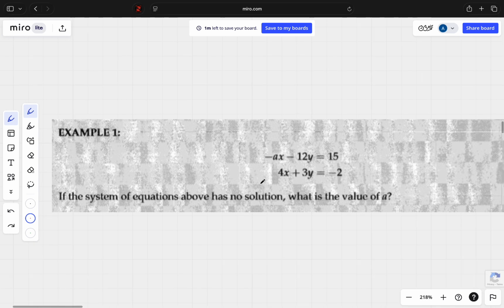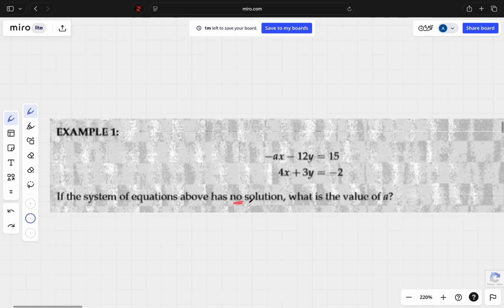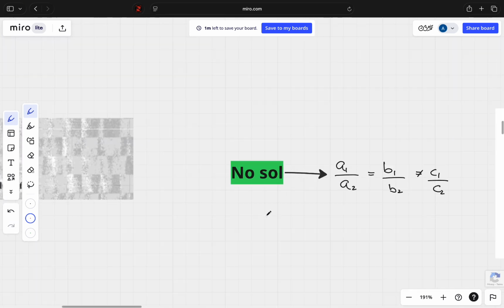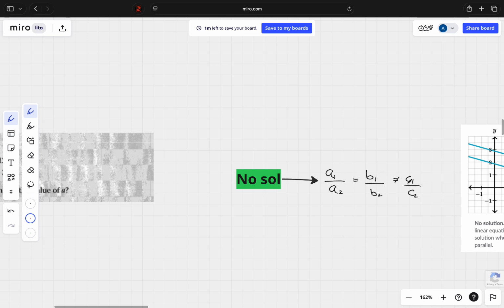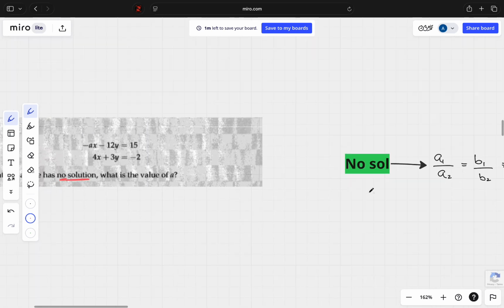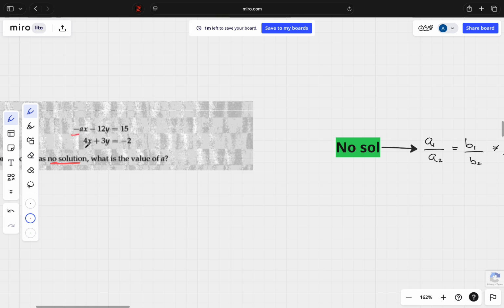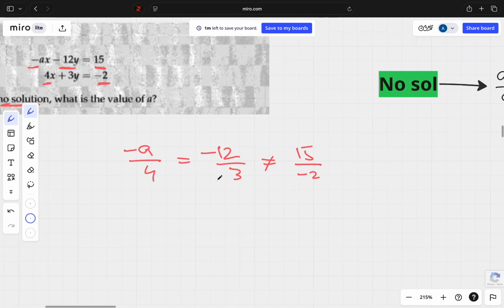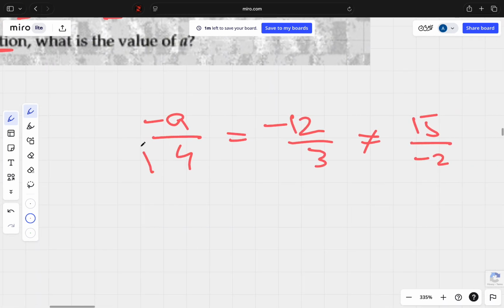So example 1 says we have these two equations. It says we have no solution. If it's no solution, the rule is a1 over a2 equals b1 over b2, but not equal to c1 over c2. So you simply take this over this, minus a over 4, and minus 12 over 3, and we have 15 over minus 2. In this case, a1 over a2 equals b1 over b2, but it's not equal to c1 over c2, right, using this rule. Now, because it's not equal to this, we don't have to look at this. We can simply solve this part.